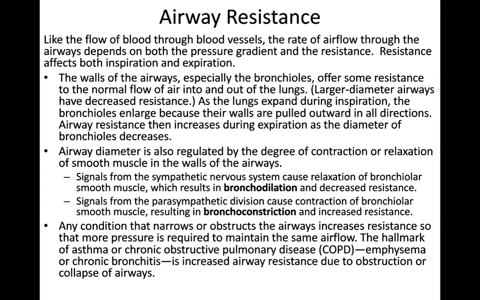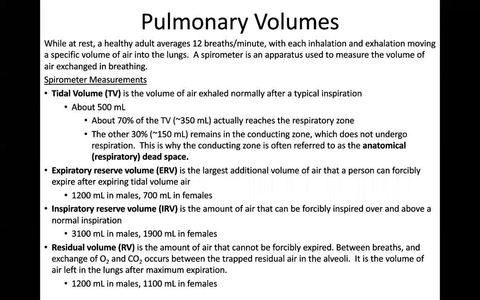Any condition that narrows or obstructs our airways increases resistance, so that more pressure is required to maintain the same airflow. A hallmark of both asthma and chronic obstructive pulmonary disease, COPD, which includes emphysema and bronchitis, is increased airway resistance due to obstruction or collapse of airways. We'll talk a little bit more about all of those, emphysema, bronchitis, asthma, in a couple of slides, after we talk about what we call pulmonary volumes.